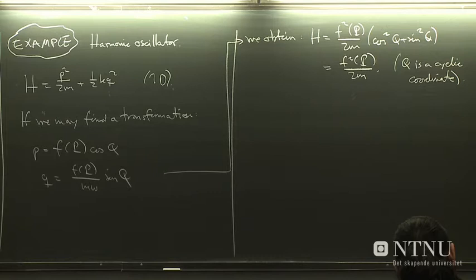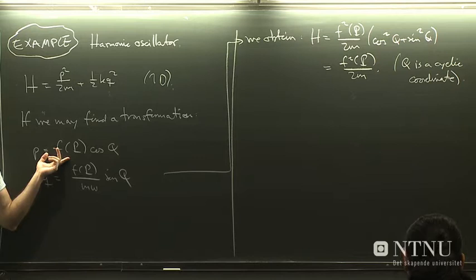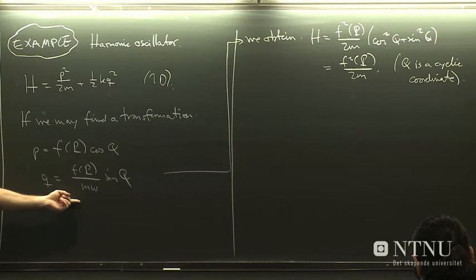Well, we have a function here, f of large P, which remains unspecified so far. So the answer is that it depends on what f is. In fact, we have to find an f such that this transformation becomes canonical. We can't just choose an arbitrary f. So the task is to identify which f ensures that this transformation is canonical.